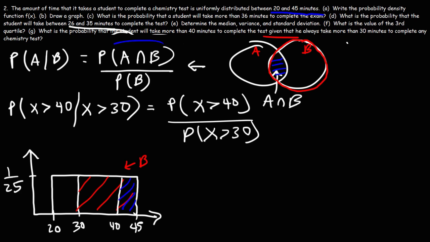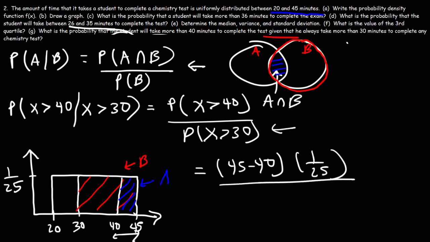So notice that the region where A and B overlaps is between 40 and 45, because you have both A and B shaded in that region. And then the entire region of B would be from 30 to 45. So that's why this formula is going to work. So now the probability that x is greater than 40, that's going to be the area of the rectangle highlighted in blue. So the base of that rectangle is 45 minus 40 times the height, which is 1 over 25.